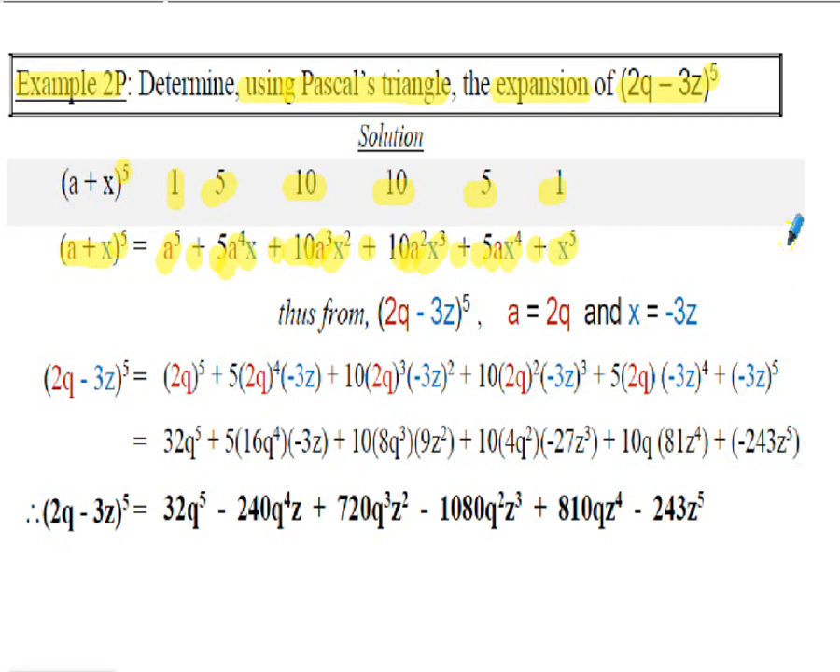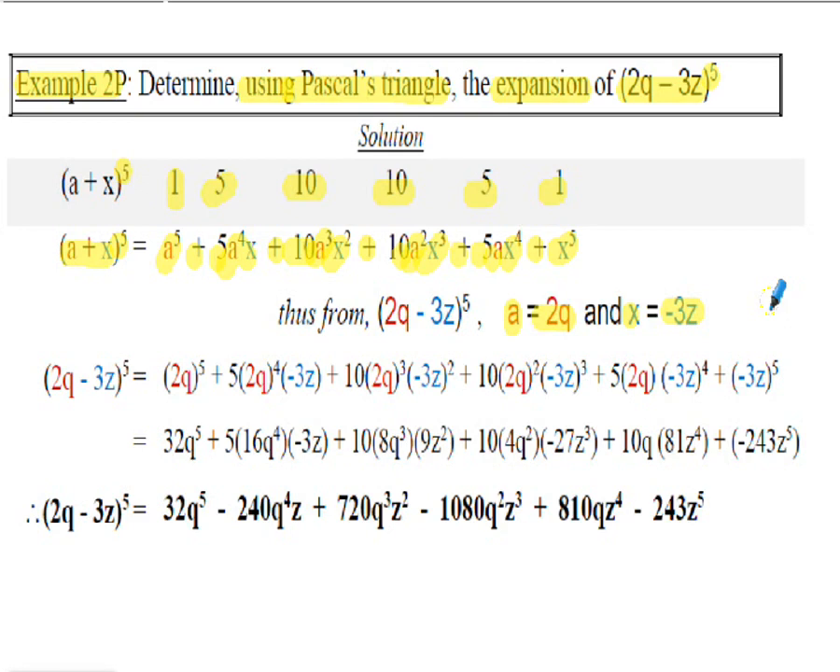What we need to be careful of now is that our expansion is not a plus x in this case, it's 2q minus 3z. So in this case we need to be very careful. The a in our question is actually 2q, and the x in our question is actually, be very careful here, it's minus 3z. You must take the negative with you. It's a negative 3z in our bracket.